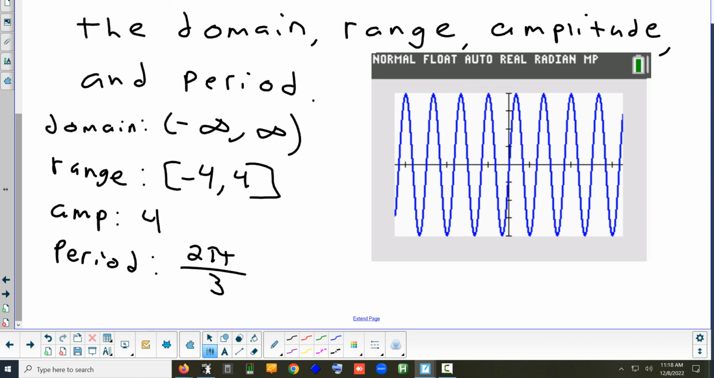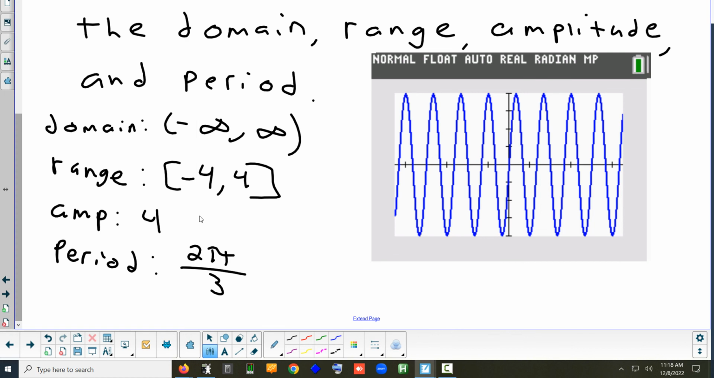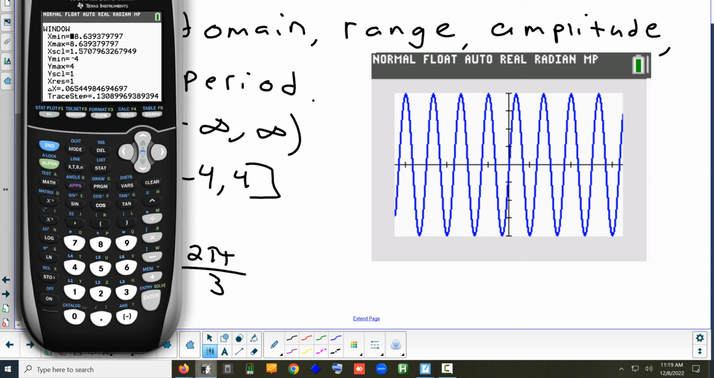So what if I specifically asked you to draw that on the screen, but only show me 2 cycles, 2 periods? How wide would your window have to be to show 2 periods? Maybe 4 pi. 4 pi over 3 would have to be the width of your screen to show 2 cycles.